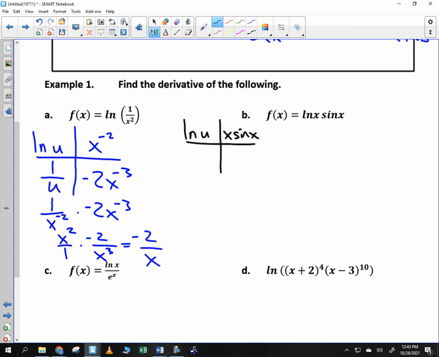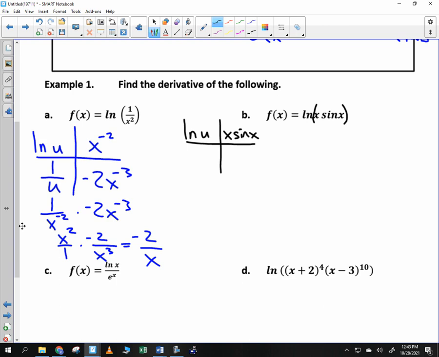I'm sorry. In this situation, I would have to put those parentheses on the test. Sorry, those should be there. Do you see it now? Otherwise, you could read it as the natural log of x times the sine of x and say that's the product rule. My bad. So, we're going to say natural log of u, and u is x sine of x.